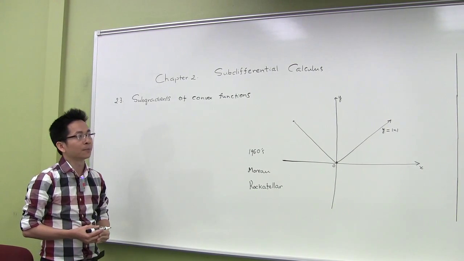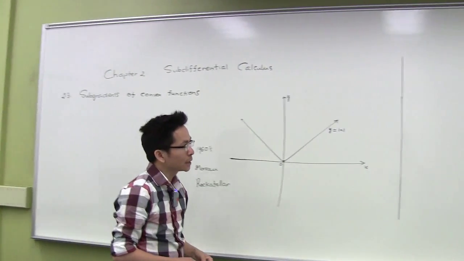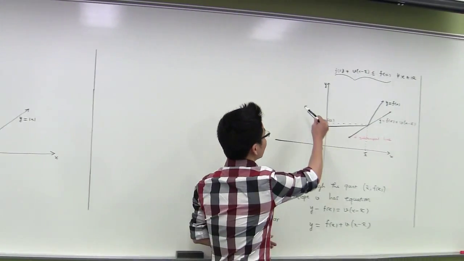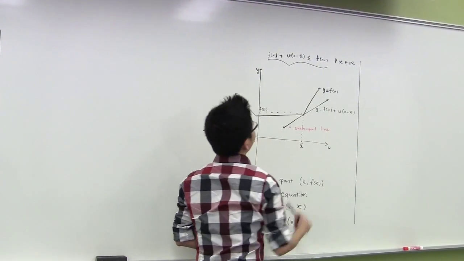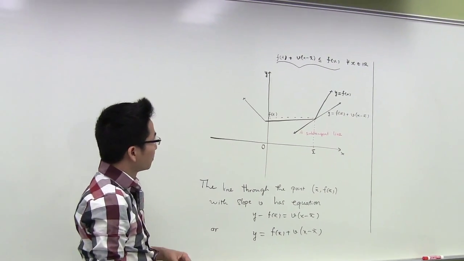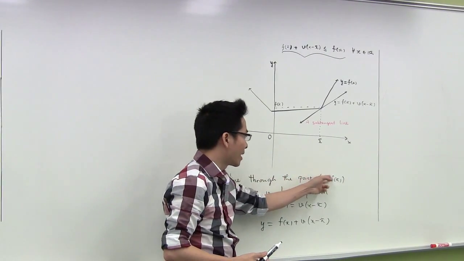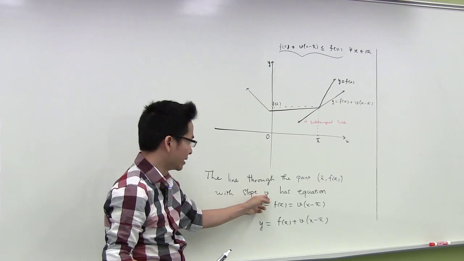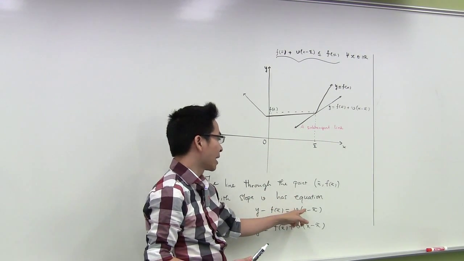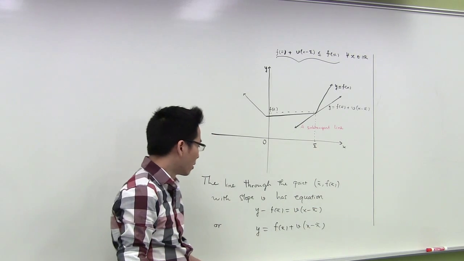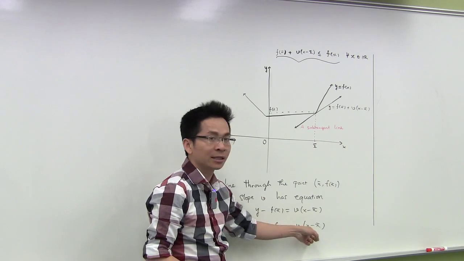So in today's lecture, let me go ahead and introduce this concept, and then talk about some examples as well as properties of subgradients. So here is the graph of a non-differentiable function y equals f of x. And as we know, the line through the point x bar, f of x bar with slope v has the equation y equals f of x bar plus v times x minus x bar.